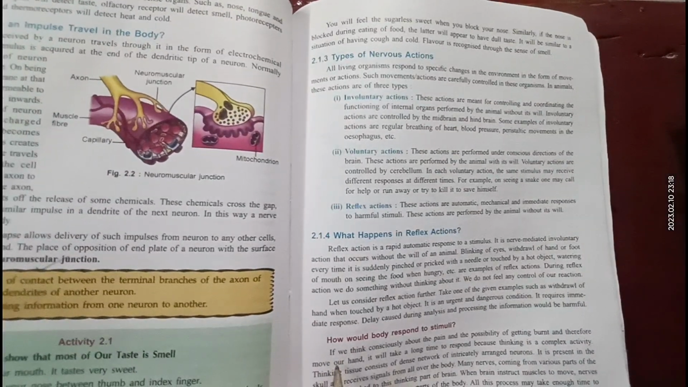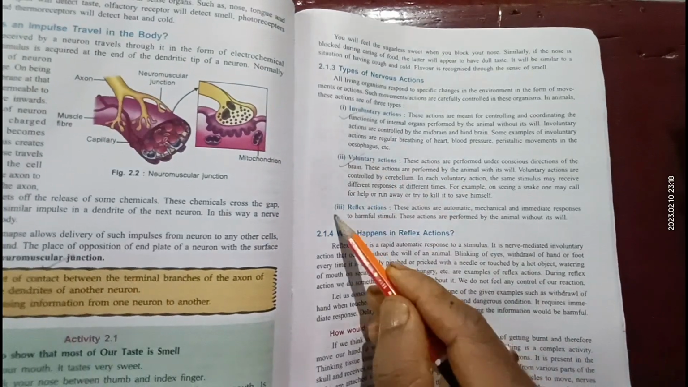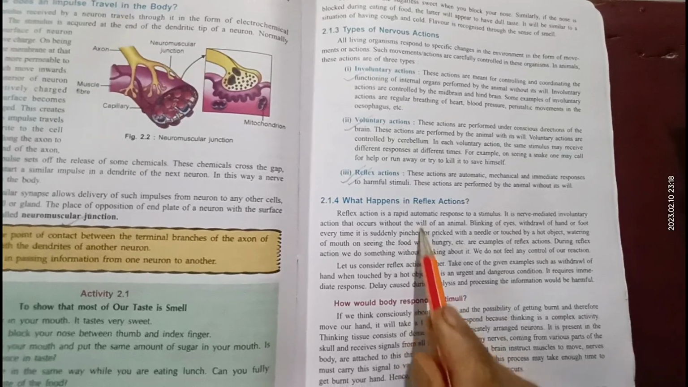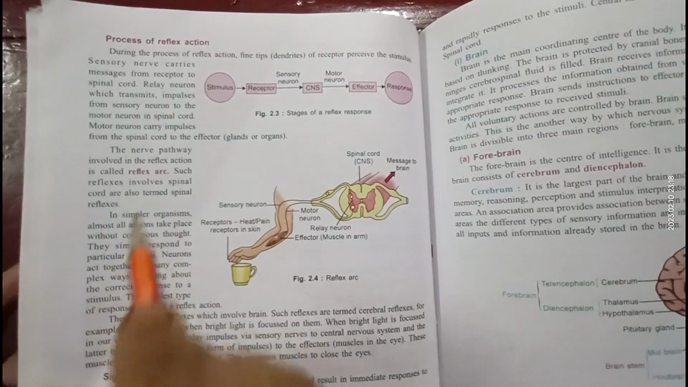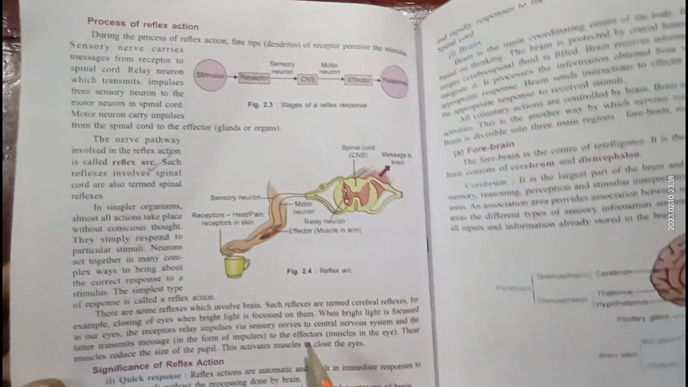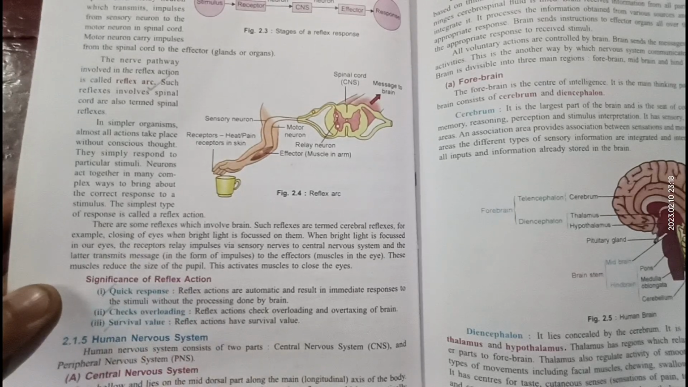The next page, that is 439, remember involuntary action, voluntary action and reflex action. This reflex action is very important. This part also just go through. In page number 440, process of reflex action, this definition along with these 2 figures are very important. Here, significance of reflex action, these points again you have to remember.